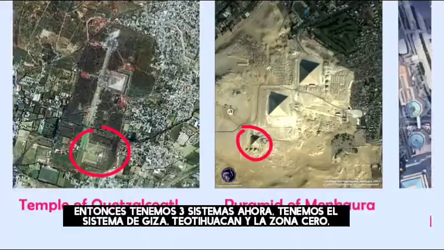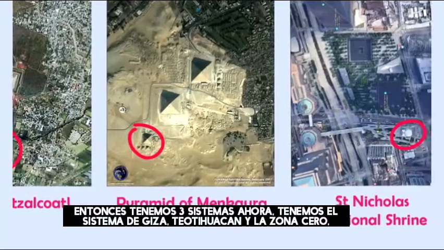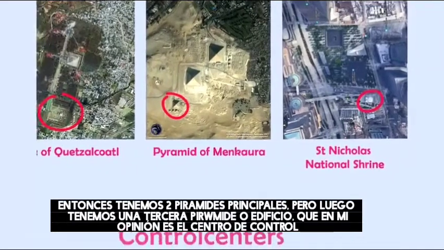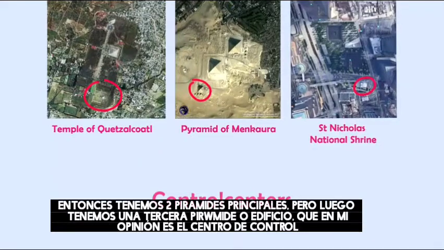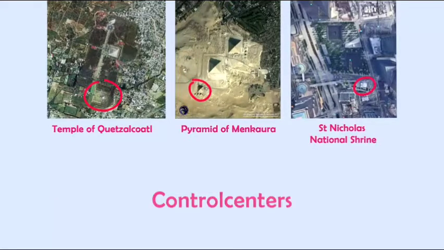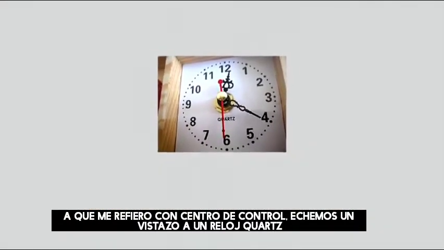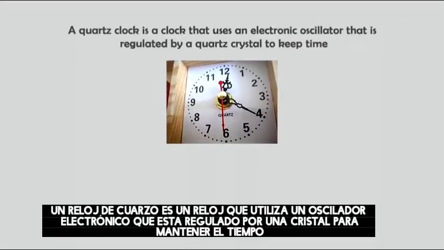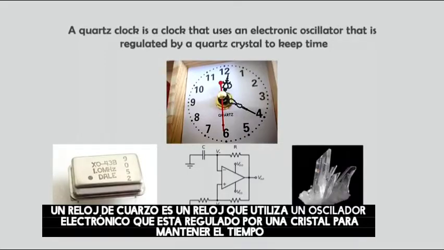So we have three systems now. You have the system of Giza, Teotihuacan and Ground Zero. So you have the two main pyramids, but then you have a third pyramid or building, which in my view is the control center. What do I mean with control center? Well, let's take a look at a quartz clock. A quartz clock is a clock that uses an electronic oscillator that is regulated by a quartz crystal to keep time.